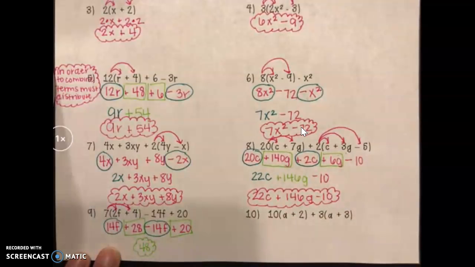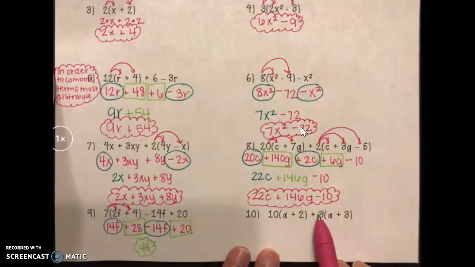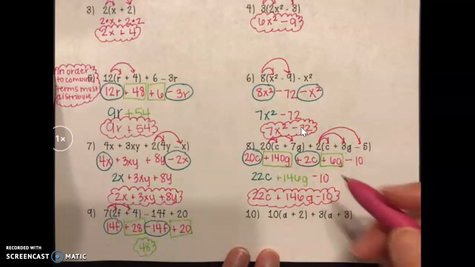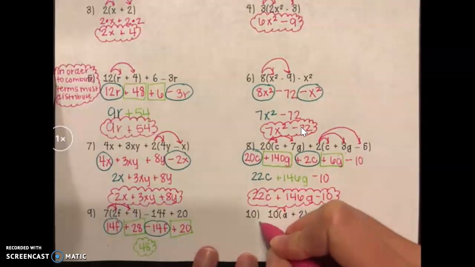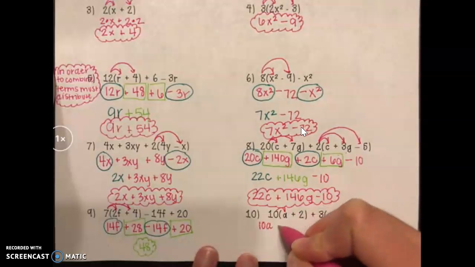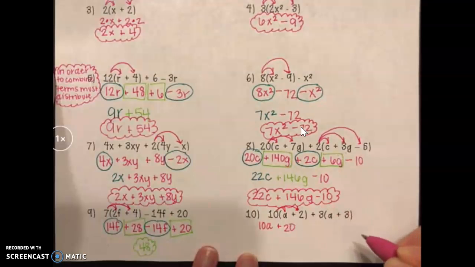All right, and lastly for number 10. All right, guys, so let's look at this. I have a 10 right outside of my parentheses of a plus 2, and I also have a 3 right outside the parentheses of a plus 3. I cannot combine anything yet. I have to distribute. So I have two different things I need to distribute with. So I'm going to distribute my 10 and my a, so that would give me 10a. And I need to distribute my 10 to my 2, so that would be plus 20.